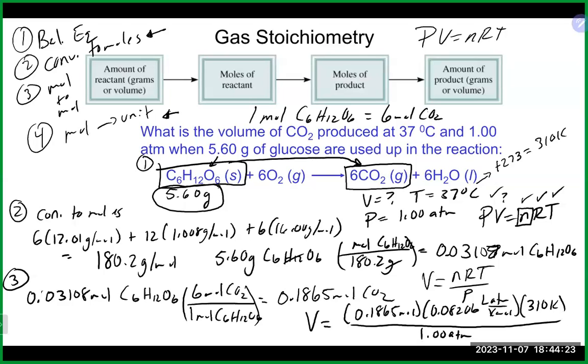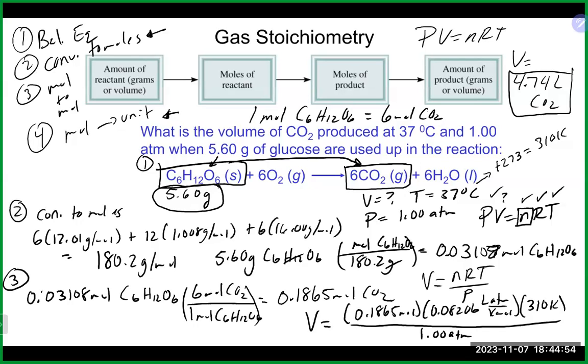So popping that in, 0.1865 times 0.08206 times 310, going to get us a volume of 4.74 liters of CO2 that would be produced. That would be, by the way, a theoretical yield, as that's a product. So in this case, that would be the theoretical yield of the volume of CO2 that you would produce.